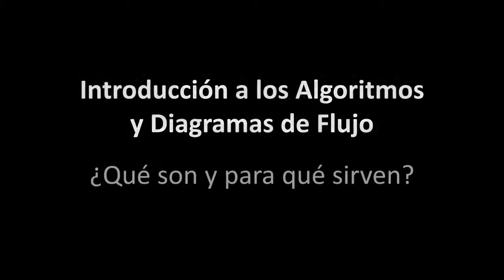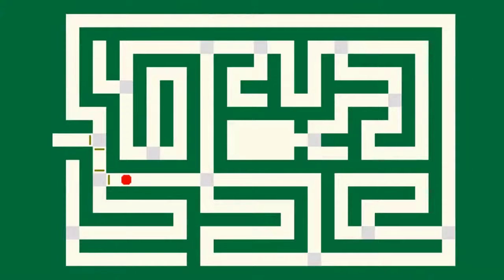Introduction to algorithms and flowcharts. What are they and what are they for? In the world of programming, algorithms are essential to solve problems and automate tasks. In this video, we'll explore what algorithms and flowcharts are, how they work together, and how they're used in programming. We will also discuss some example algorithms and how they can be represented in a flowchart.